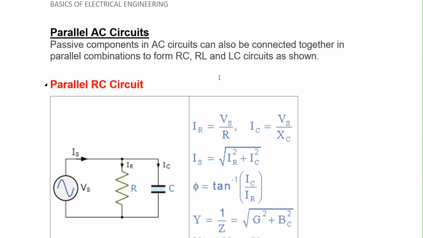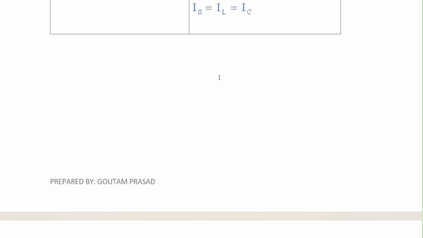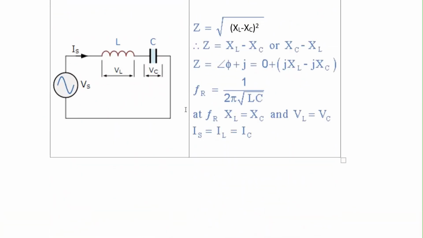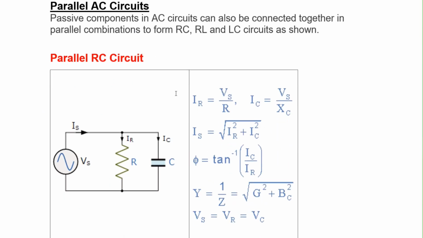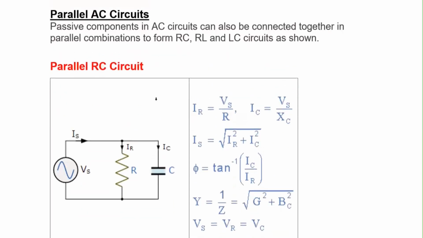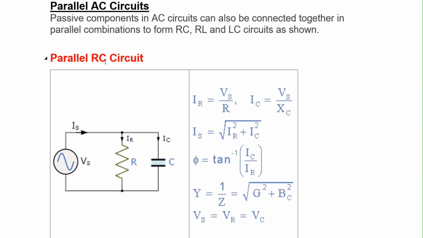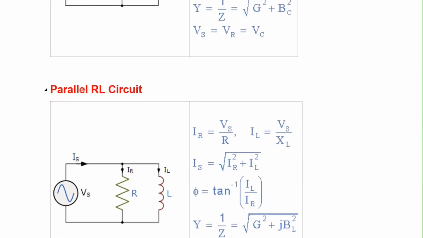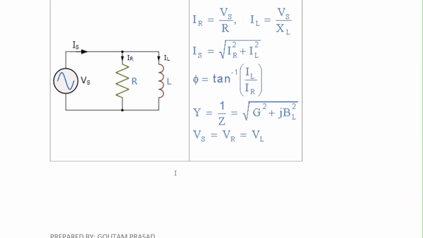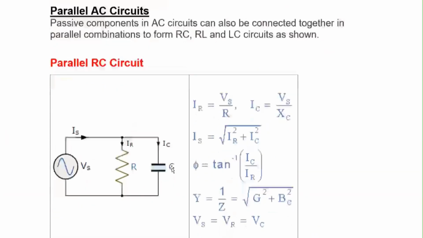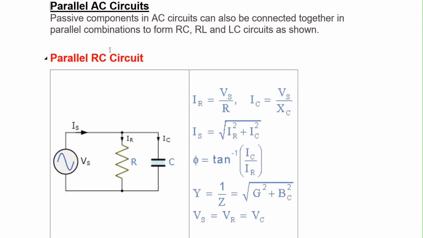This video is a continuation of the third video, part three, in which we had discussed up to series LC circuit. Now we are going to discuss parallel AC circuits. Parallel AC circuits include parallel RC circuit, parallel RL circuit, and then parallel LC circuit. LC circuit is part of the parallel AC circuits.